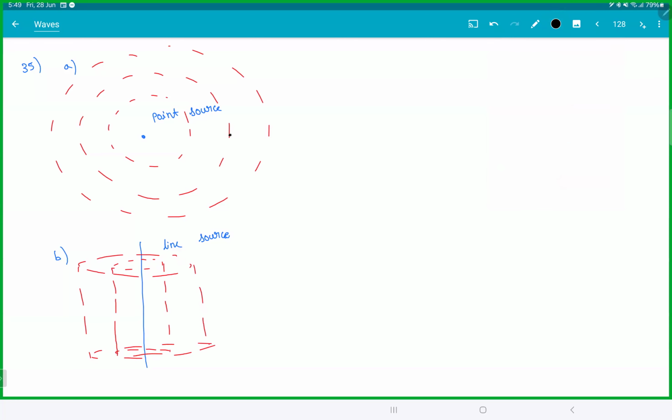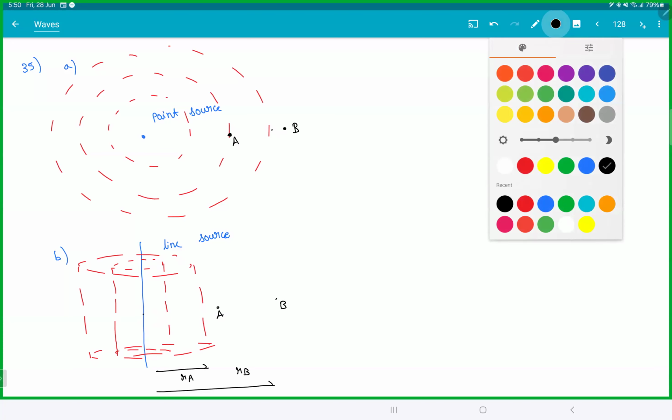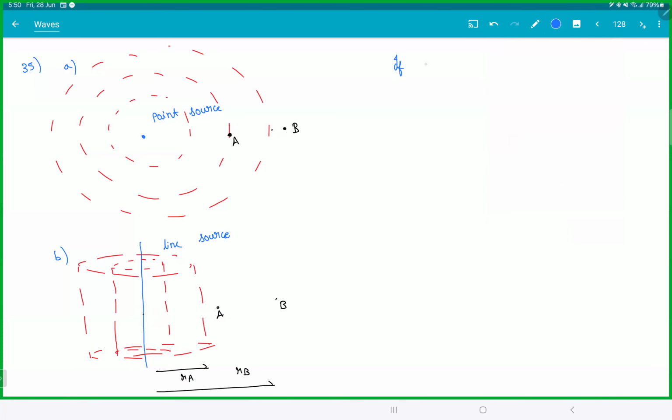So if there are 2 points here, A, and if there's a point here, B, let's say this distance is RA, and this distance is RB. If RB by RA is 2, find the difference in decibels between A and B.